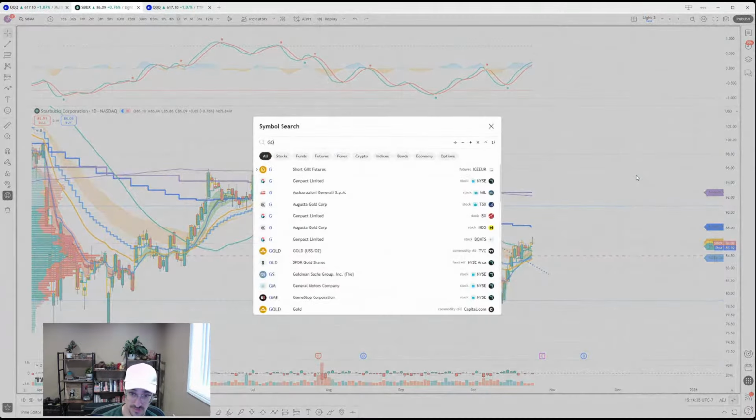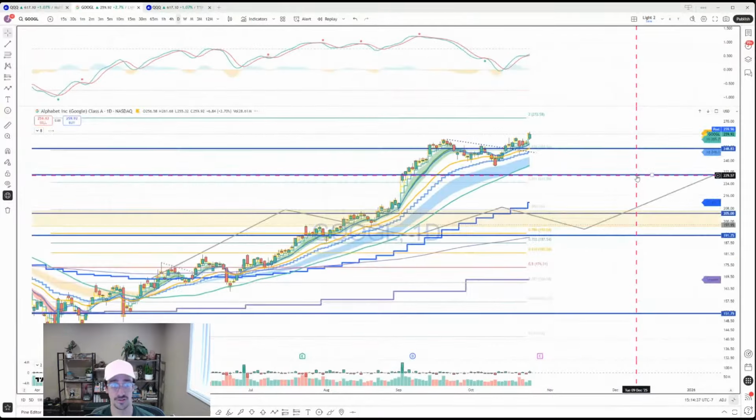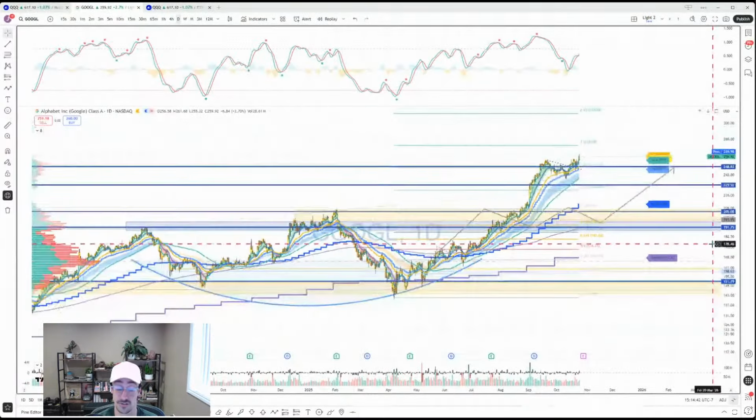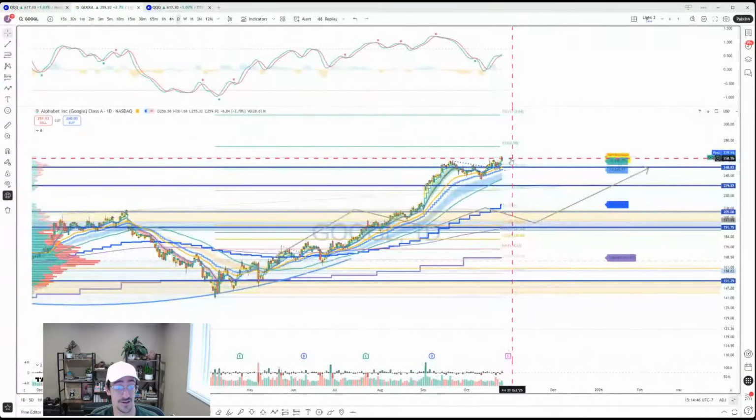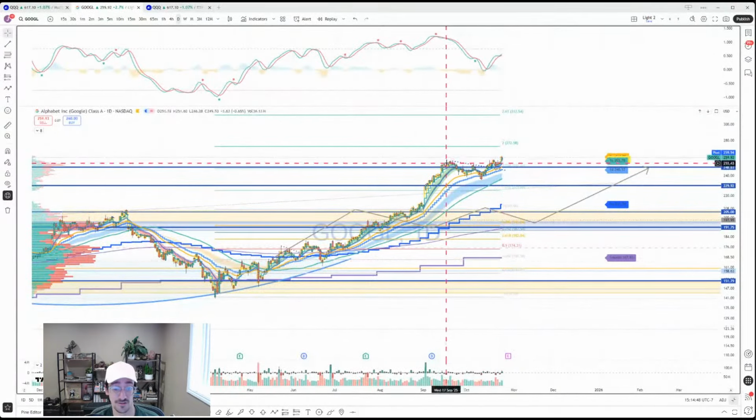Okay, what do we got? Google, Bill R. Welcome, Bill R. Let's look at Goog. This is my long-term mega cap holding, my biggest long-term mega cap holding. This is the one that I just don't look at. But hey, look at that. Happy new all-time highs to those who celebrate.